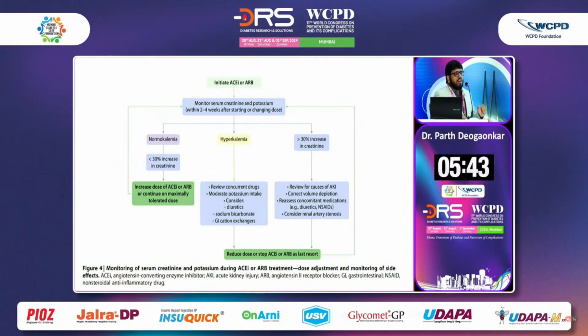We need to monitor the renal function. If the creatinine goes up by more than 30%, then we need to review for the cause of the rise in creatinine. If it is less than 30%, that is expected, that is a transient rise in creatinine. That doesn't mean that you stop the drug; you continue the drug and monitor the renal function.